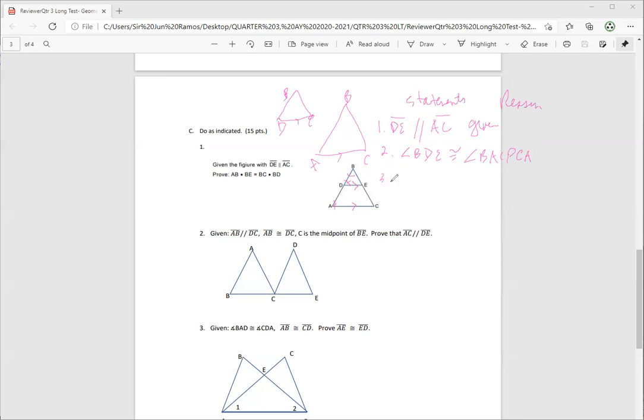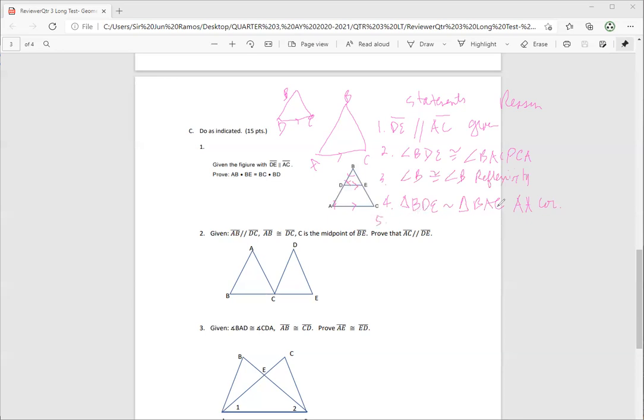And then number three, I can just say that angle B is congruent to itself, angle B. So this is what? Reflexivity. Okay, and number four, I can now say that triangle BDE is similar to triangle BAC. This is by what? AA corollary. So what did we actually do there?